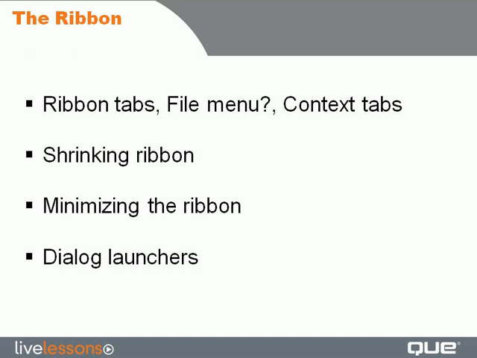In this lesson, we'll take a look at the brand new Excel 2007 interface known as the ribbon. We'll understand the various tabs, where they hid the File menu, and the tabs that come and go in reaction to what you're doing. The ribbon looks different at different screen resolutions. I'll show you how to minimize the ribbon completely and how to get back to the old Excel 2003 style dialog boxes.